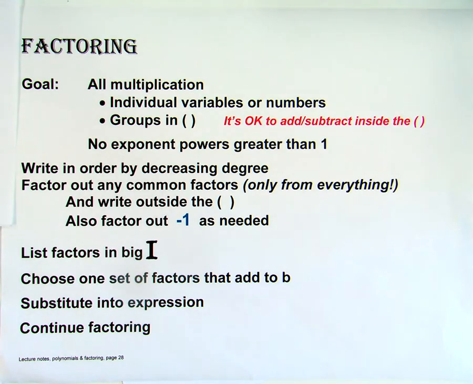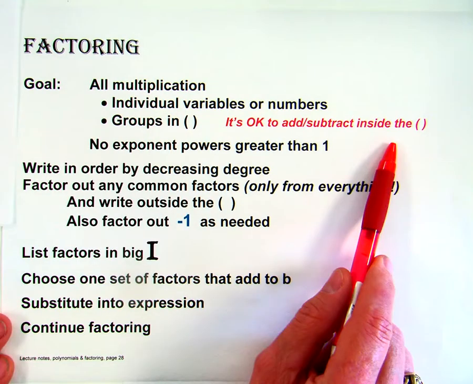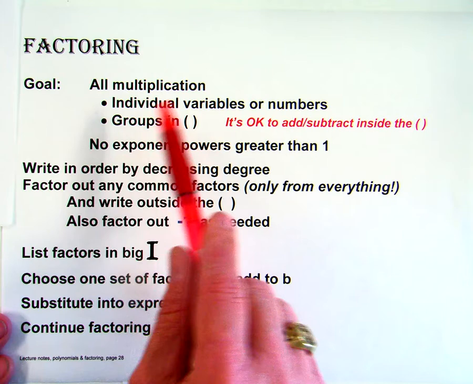Okay, what are the somethings? These would be individual variables or numbers, or they could be groups that are in parentheses. And it's okay to have adding and subtracting inside the parentheses, but the groups or the variables or the numbers have to be multiplied. They have to be factors.